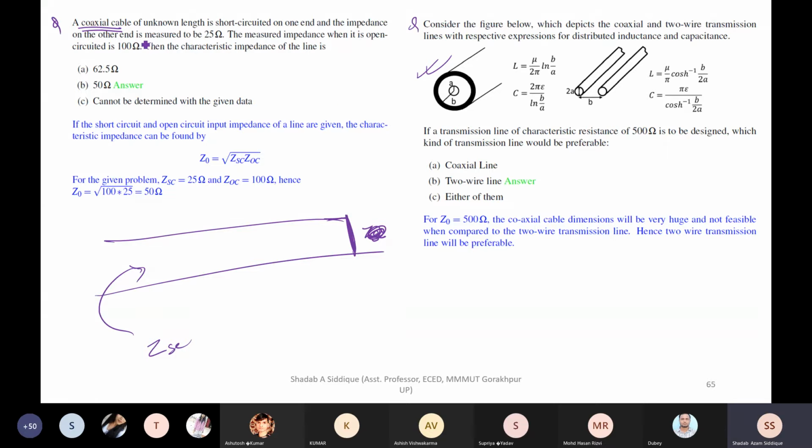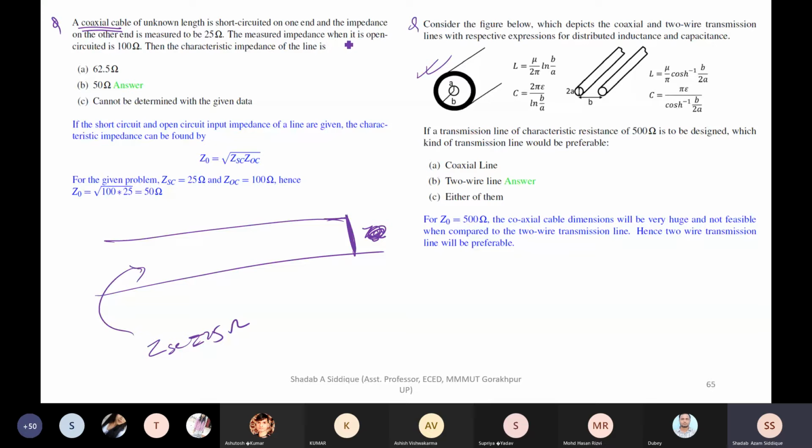And the impedance on the other end is measured to be 25 ohm, so one end is short circuited and the other end is measured to be 25 ohm. That is nothing but the input impedance while the output is short circuited. I did not solve for the input impedance formulas; you might have studied them in electromagnetic wave theory. You can go through this. We have ZSC equal to 25 ohm.